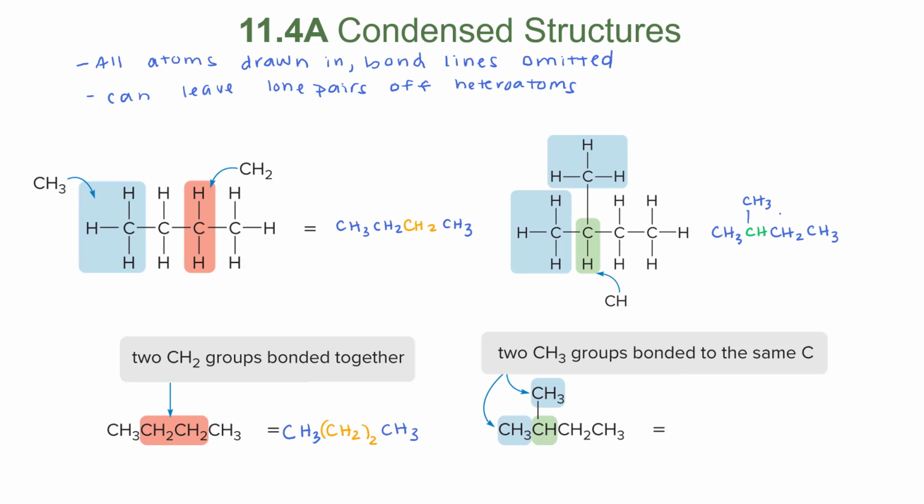And one way to shorthand when you have the 2 groups on the same carbon, you can see there's 2 CH3s attached to that green carbon. I can draw out the green carbon as CH, and attached to that is 2 CH3s. So those are 2 of them bonded to that same green CH, and I have CH2 followed by the CH3.